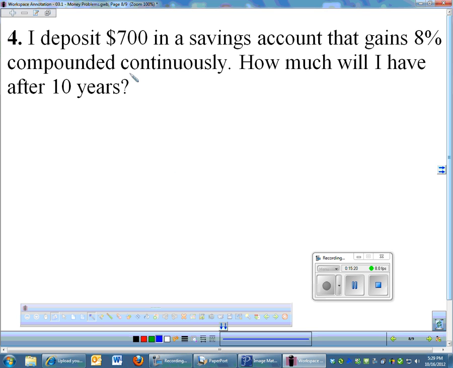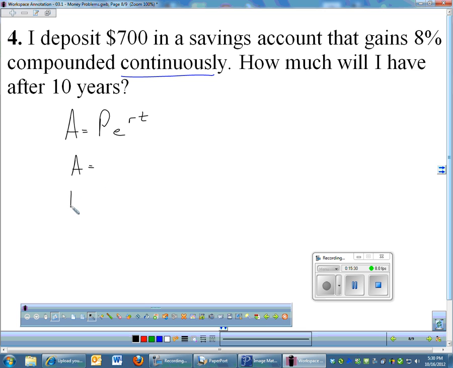This one, if you notice, is compounded continuously. Now, continuous is nice because the formula is cleaner. It's just P e to the RT. So I need A, P, R, and T. And remember, E is a decimal, 2.7-ish. So I deposit 700. That's my initial amount. Gains 8% interest, 0.08. How much do I have after 10 years?